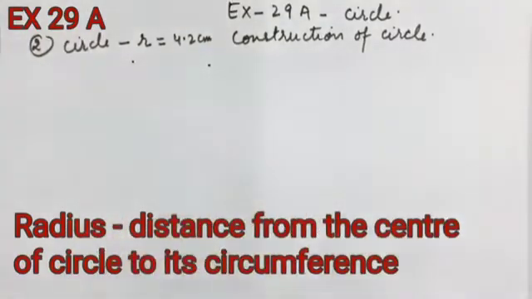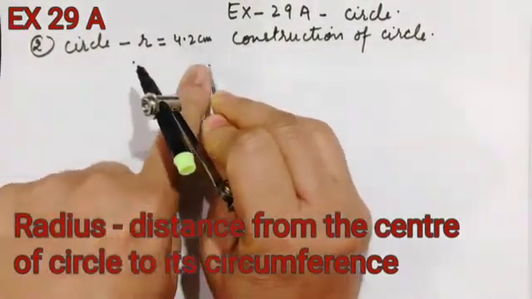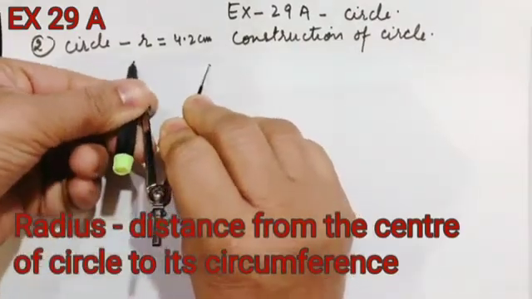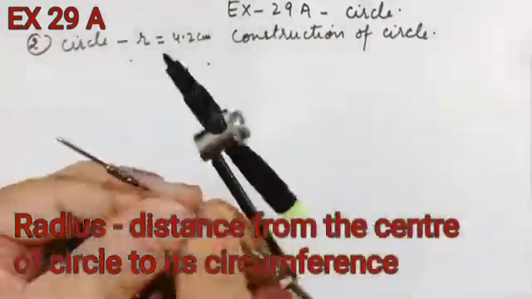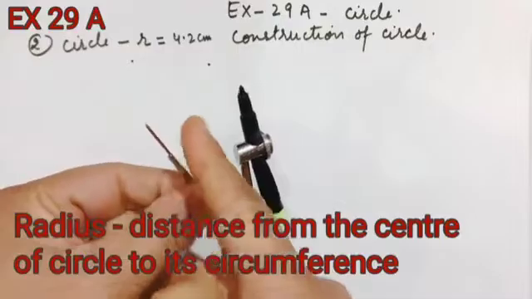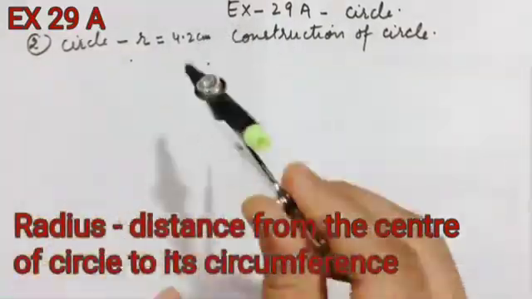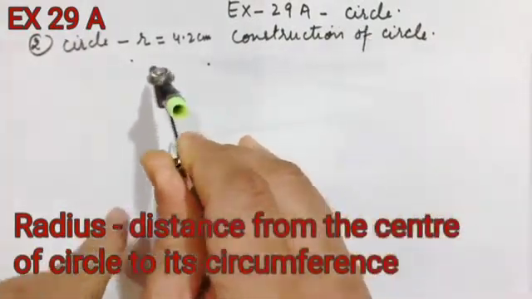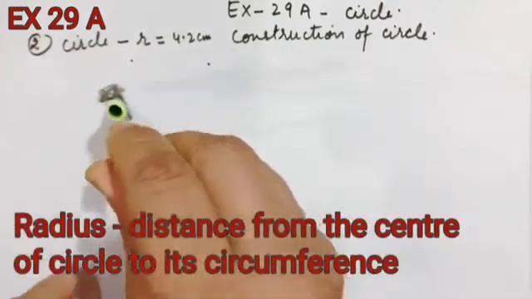Now this is the length they are asking for, that is, one point should be one end of this leg and the other leg will be over here. You can see over here. So this is your 4.2 centimeter. So this 4.2 centimeter is actually the radius of the circle. Taking one of the legs as the center, we are going to construct a circle. So let me construct a circle.